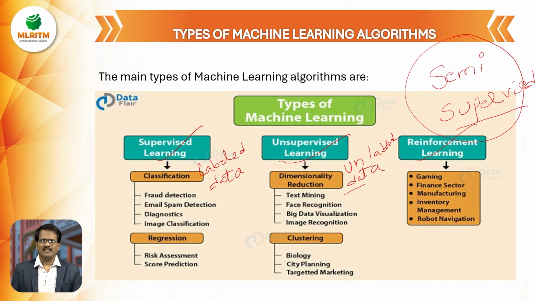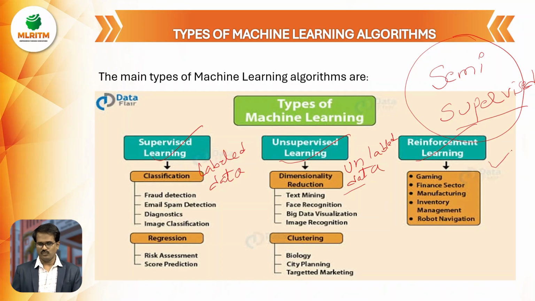The machine learning algorithms which work on the labeled data set as well as the unlabeled data set are known as the semi-supervised learning algorithms. The name itself says semi-supervised, so it works on both the labeled data set as well as the unlabeled data set.